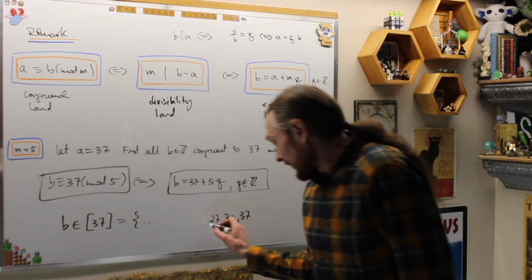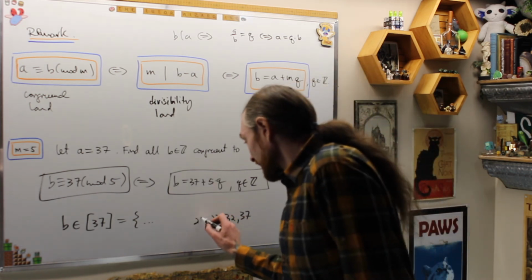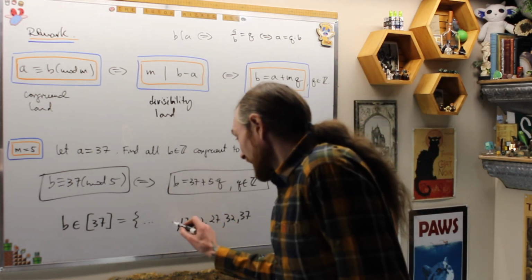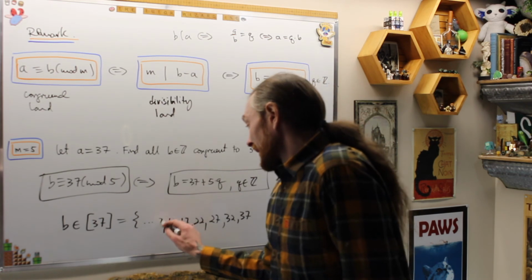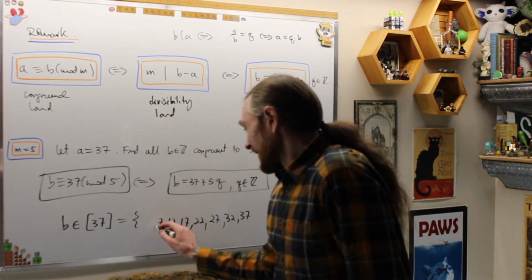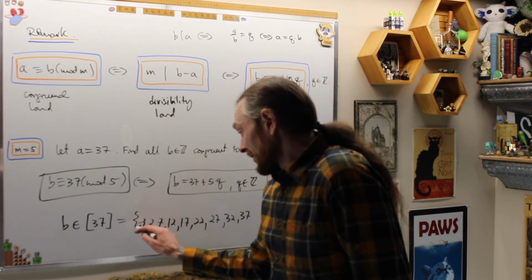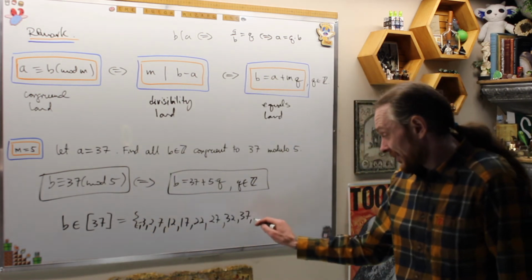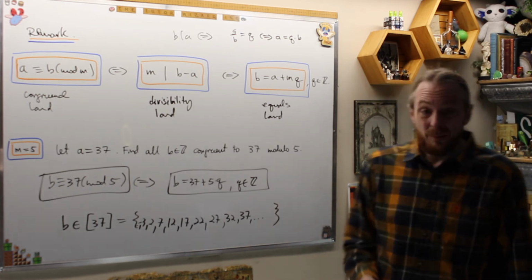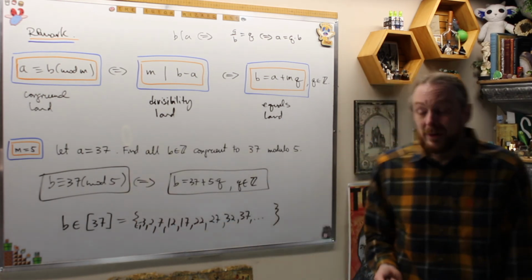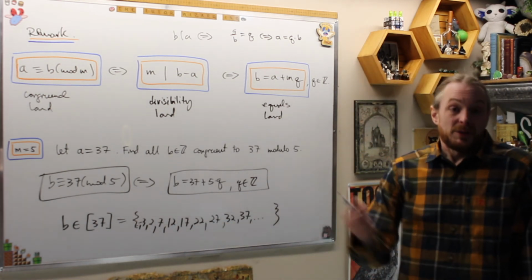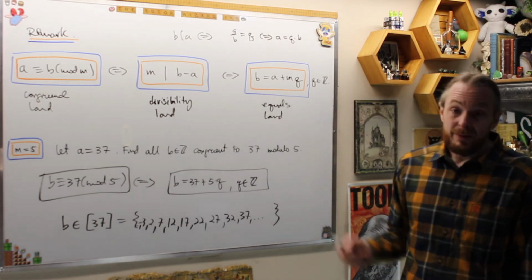And then subtract a 5, what am I going to get? I'm going to get 22, then we're going to get 17, and then we're going to get 12, and then we're going to get 7, and then we're going to get 2, and then we're going to get negative 3, dot, dot, dot. This is going to be all the numbers, and then you can keep going. These are all the numbers that are congruent to 37 modulo 5. This is how we find all the numbers.